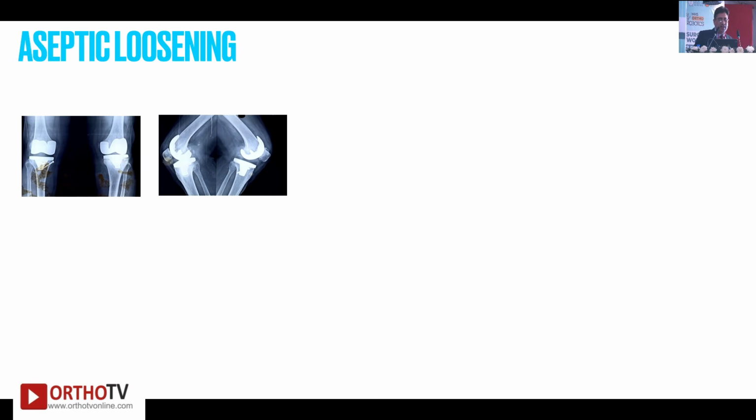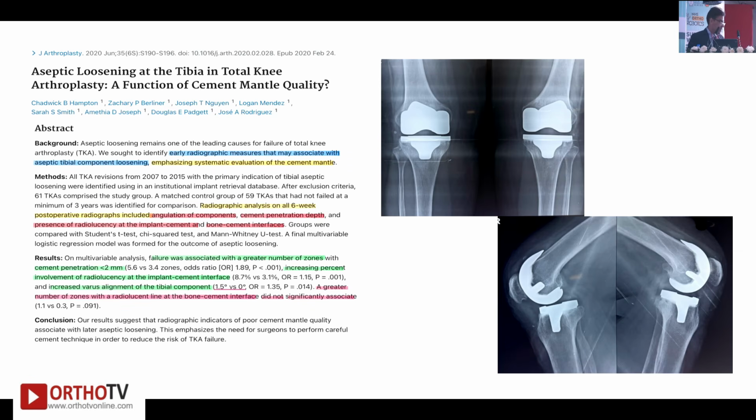Cementing definitely is important. There have been studies that if the penetration into the bone is good in all the zones, they have better survival, and there are studies that if there are more zones with less than 2 mm penetration, increased involvement of radiolucencies at the bone cement and implant cement interface, and increased tibial varus by 1.5 degrees, all these contribute to early failures, though greater zone of radiolucent lines at the bone cement interface does not account for that.